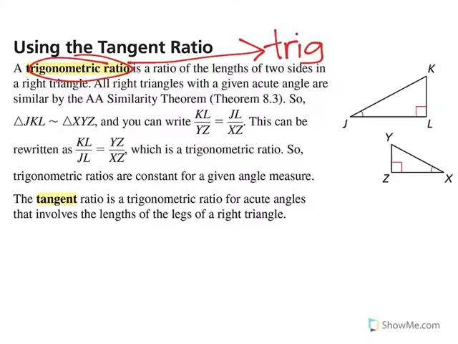So we already know whenever we look at triangles that they have a similarity, and we know that they're going to be similar. We know they're going to be proportional whenever we set up these ratios. And so out of that we get these trig ratios, one of which we're looking at today is just tangent. And tangent is going to involve the legs of our right triangle. Not the hypotenuse, but just the legs.